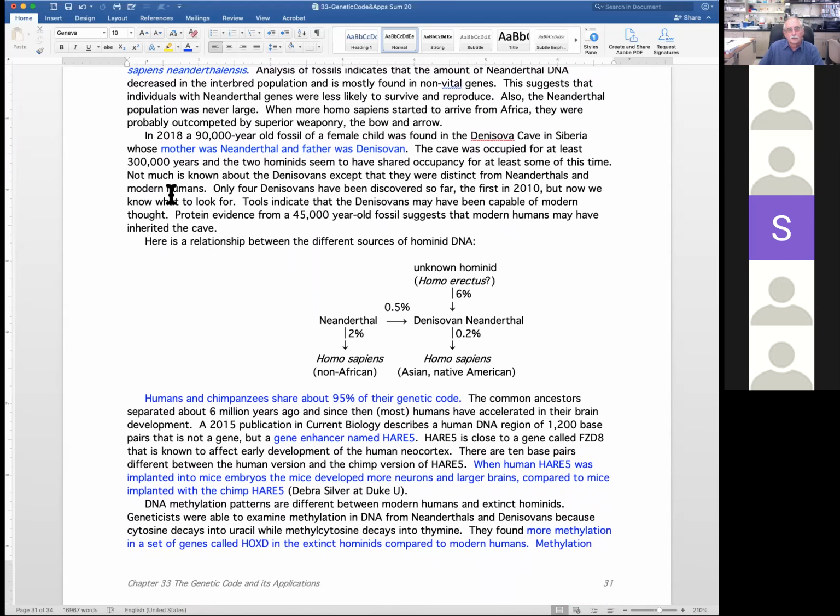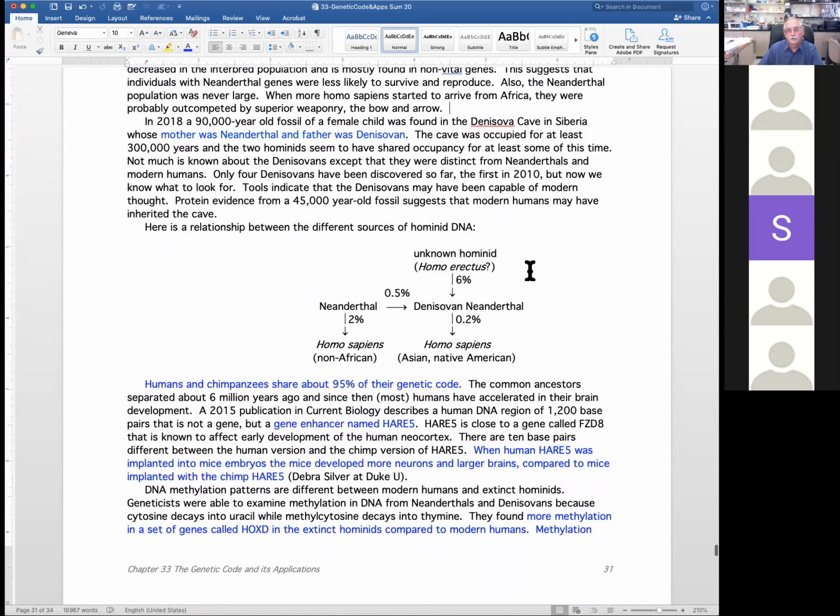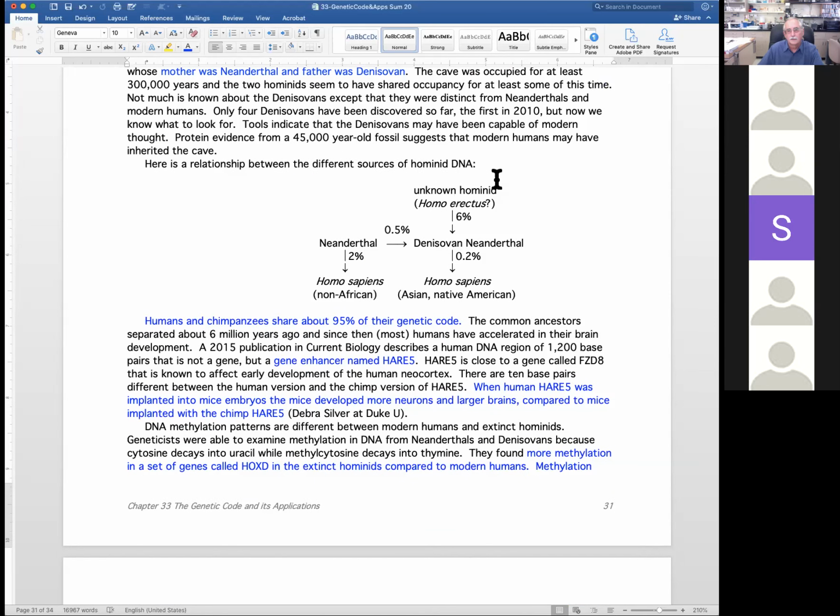So they found a 90,000-year-old fossil that was half Neanderthal and half Denisovan, which is another type of Neanderthal. It came from the Denisovan caves, okay? But this is where they're really thinking right now.